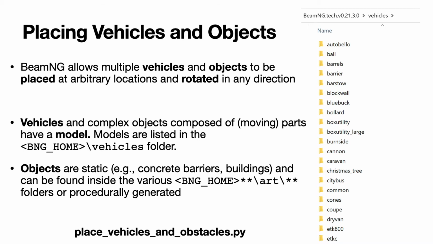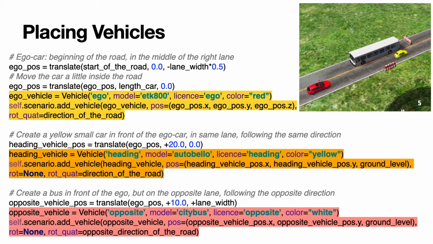moment. So to place vehicles, you need to instantiate the vehicle class, provide a name that is unique in your simulation, and a model. So the model, like ATK 800, Autobello, or City Bus, in this case is exactly the model that you see in these folders under the vehicle folder.